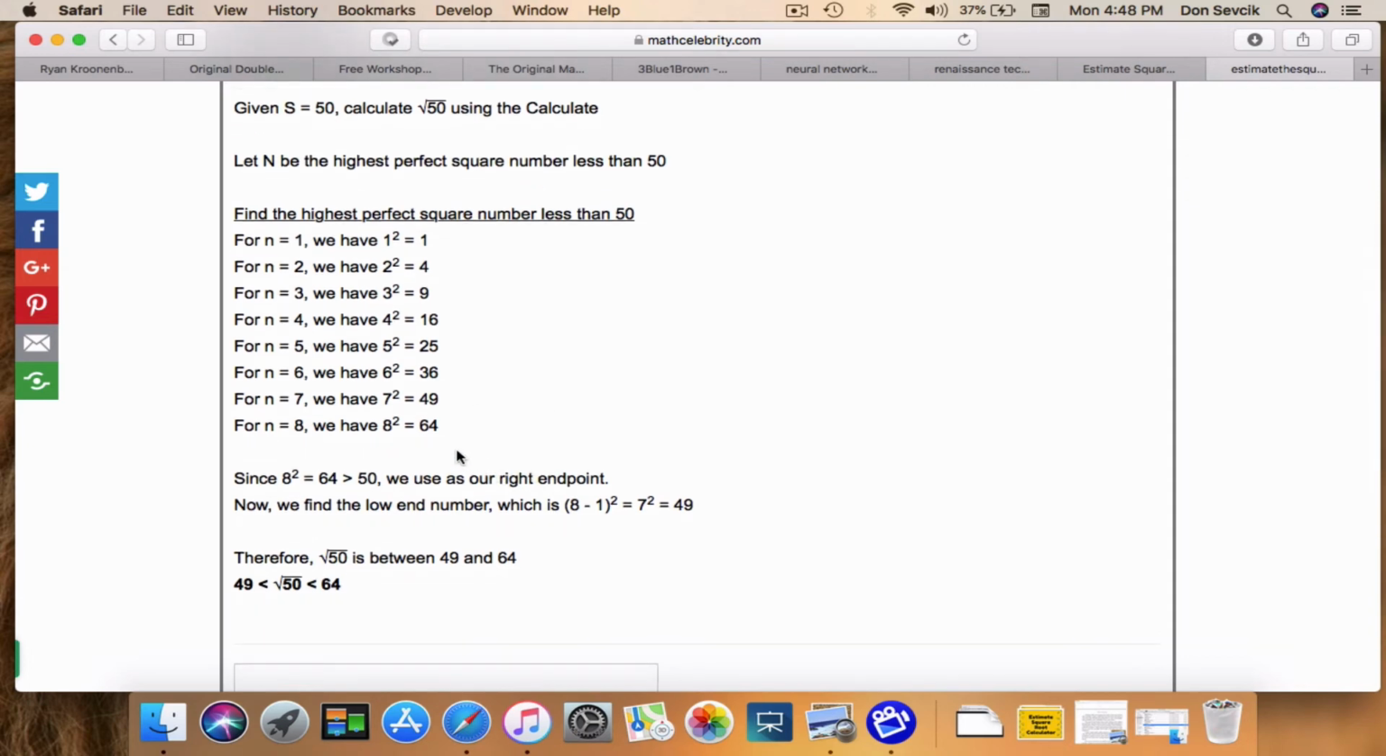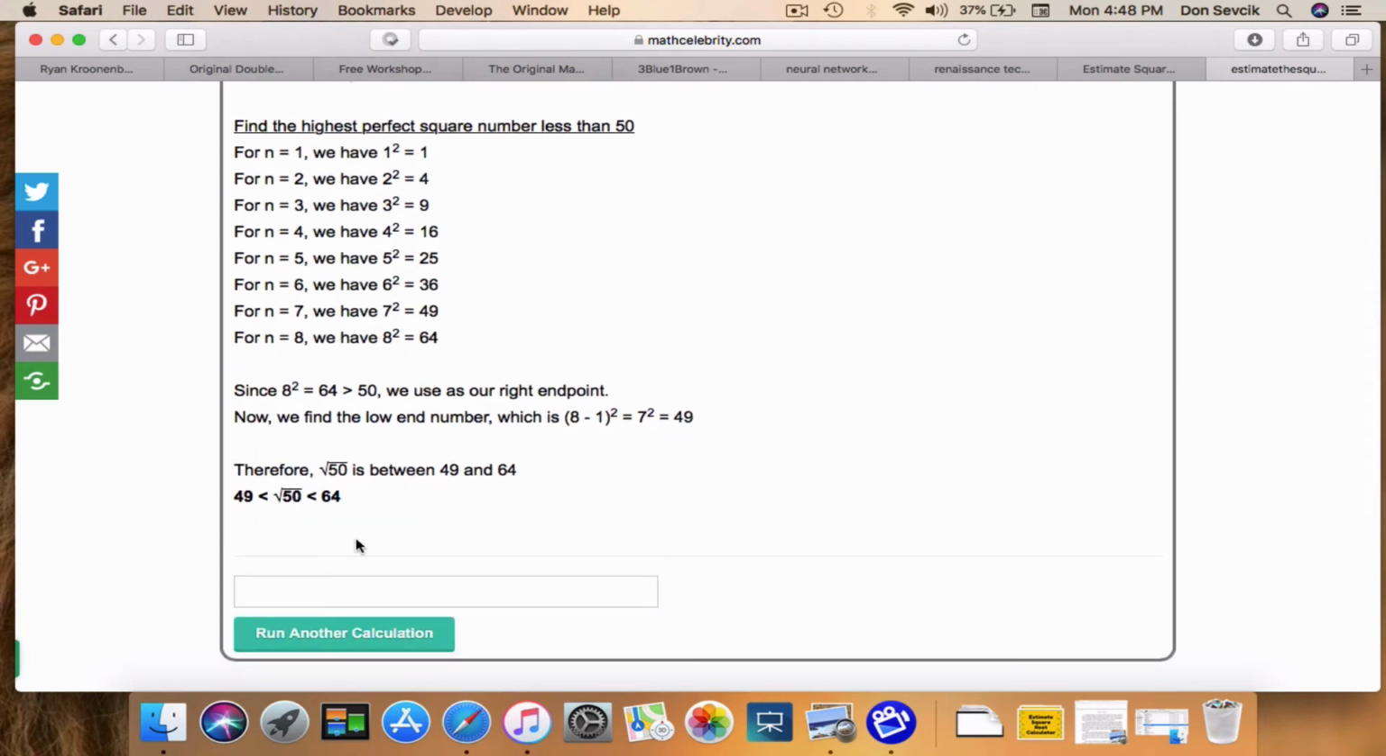Now we're going to find the last squared integer before 64, which was 49. And now we have our formula. L is 49, H is 64, and our square root sits in the interval between. So the square root of 50 is greater than 49 and less than 64.